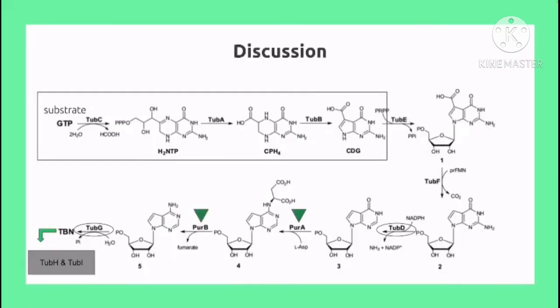Here is the final proposed pathway for the biosynthesis of tubercidin, which shares the same initial enzymatic cascade found in the pathways of other antibiotics containing deazapurines, with the conversion of GTP to CDG. CDG is then converted to compounds 1, 2, 3 by the enzymes Tub-E, Tub-F, and then Tub-D. Compound 3 would then be converted to compounds 4 and 5 by the enzymes found in the main purine metabolic pathway. Compound 5 would then be converted to tubercidin by Tub-G. Tubercidin would then be phosphorylated by Tub-H, which would prevent it from attacking the cell when it's transported outside later on by Tub-I.